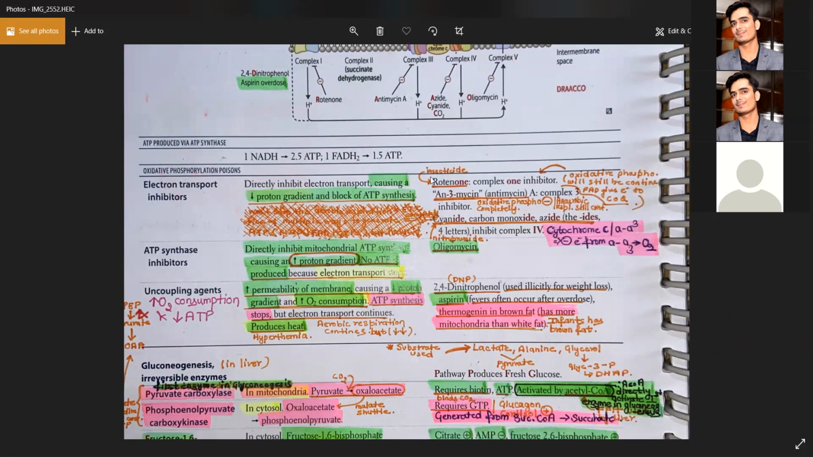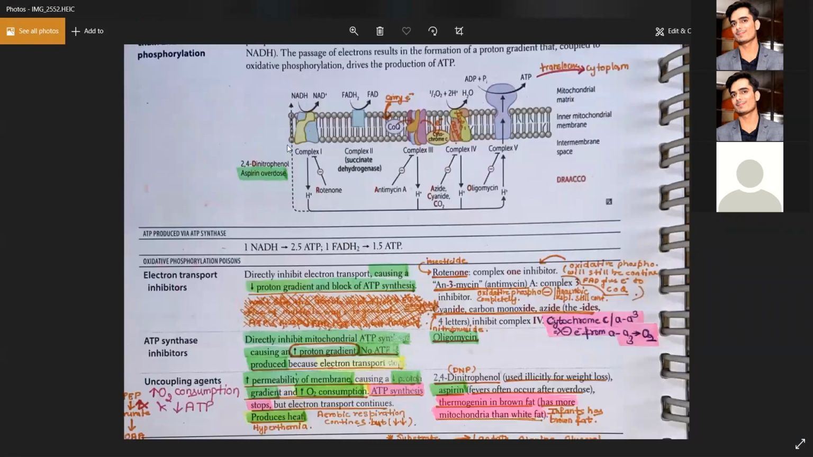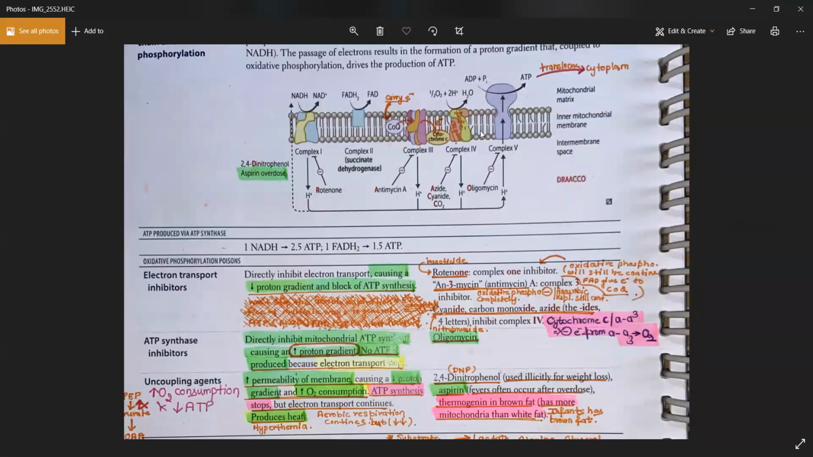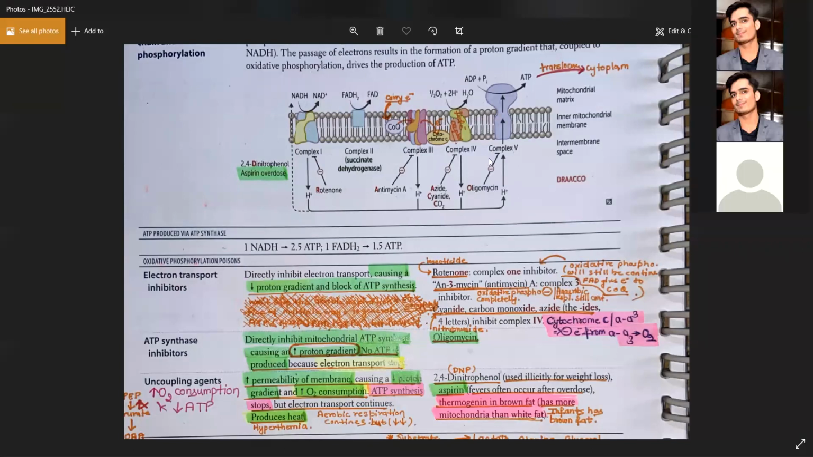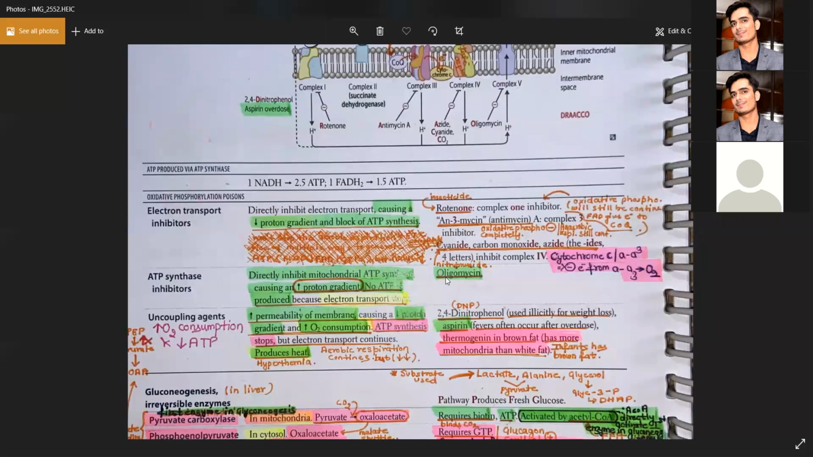Now, you can see here, if you inhibit the complex 1 by the rotenone, will this ETS still continue or will it inhibit completely? No, it won't inhibit, because you still have this FAD remaining, right? So this ETS will still continue because you have this FAD remaining. But once you inhibit this complex 5, you will completely inhibit your ETS system. Remember this fact again.